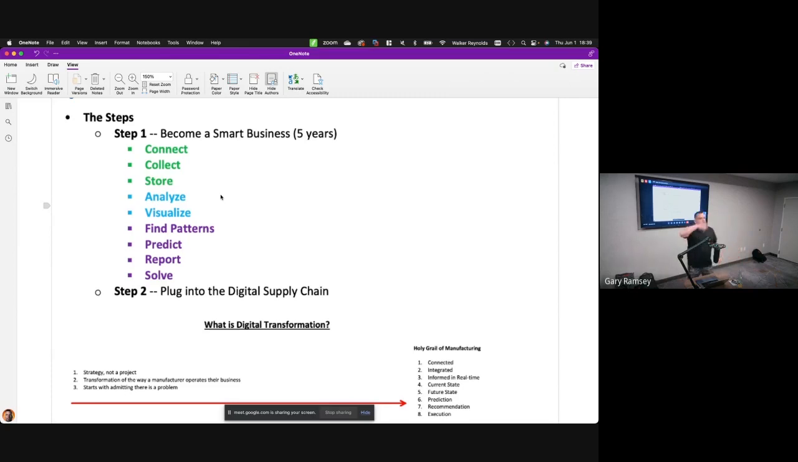Okay. Last year when we talked about this, we talked about what does digital transformation look like for manufacturers? If they want to become like Tesla, what do they have to do? Well, they do it in 2 steps. Step 1 takes 3 to 5 years. And I'm going to show you a client that we did this for over a 2-year period. Okay. But the first part of digital transformation is connect, collect, store, analyze, visualize.